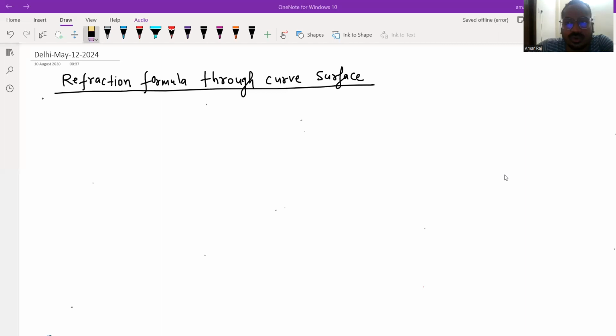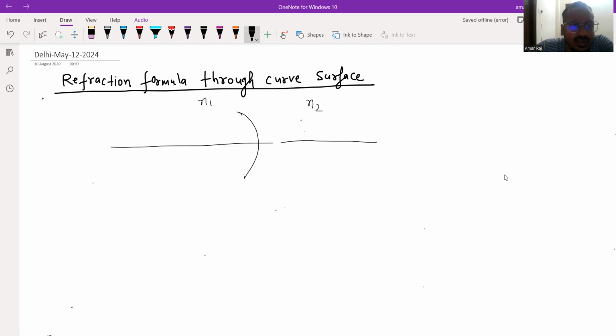Okay. So first we are going to derive a formula by using refraction formula, Snell's law. So let's say there is a curved surface, and this curved surface is separated by two different medium. One side medium is N1, this side medium is N1, and this side medium is N2.